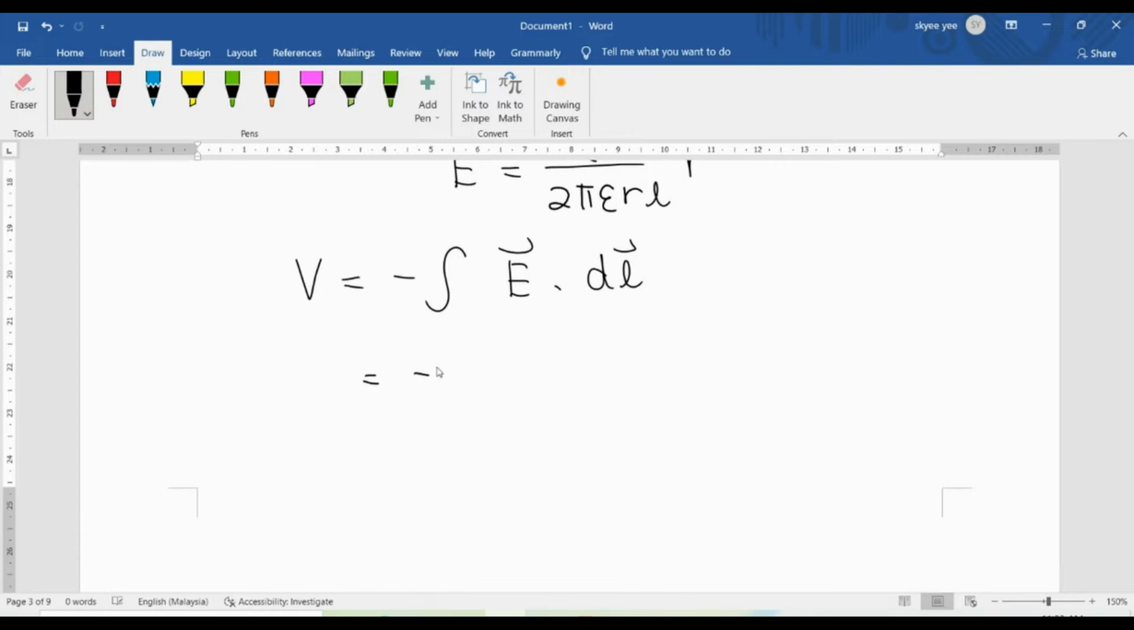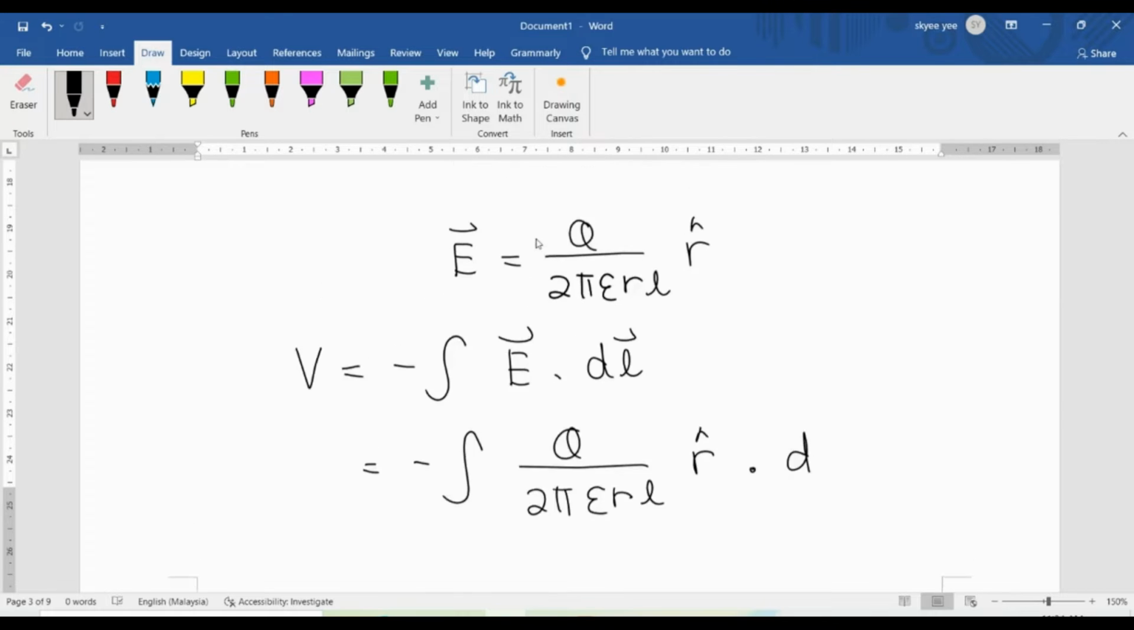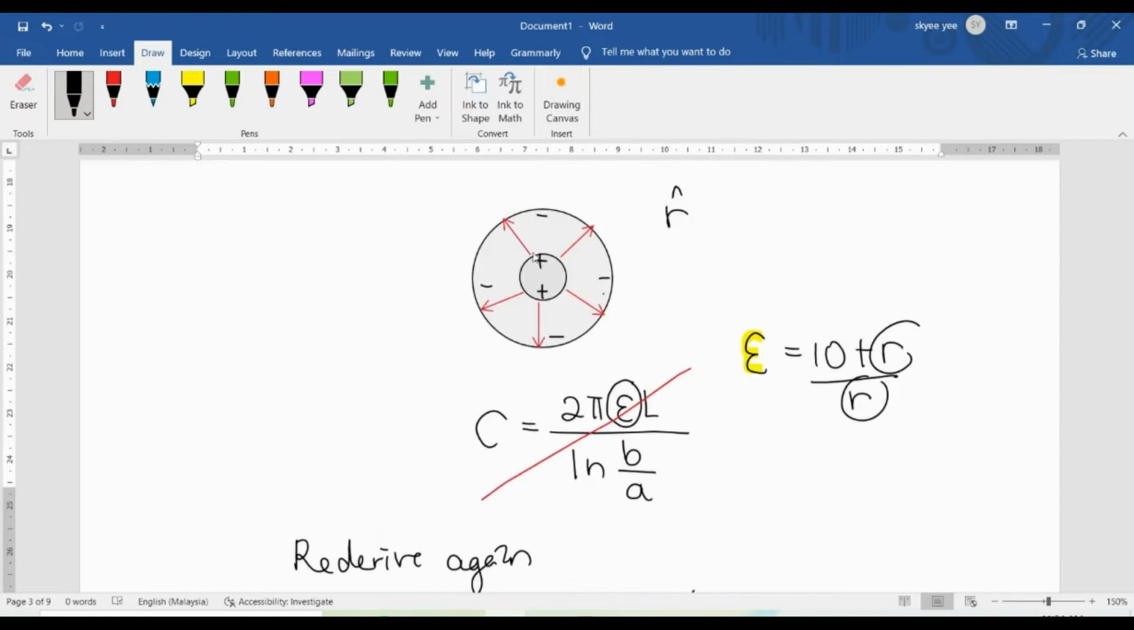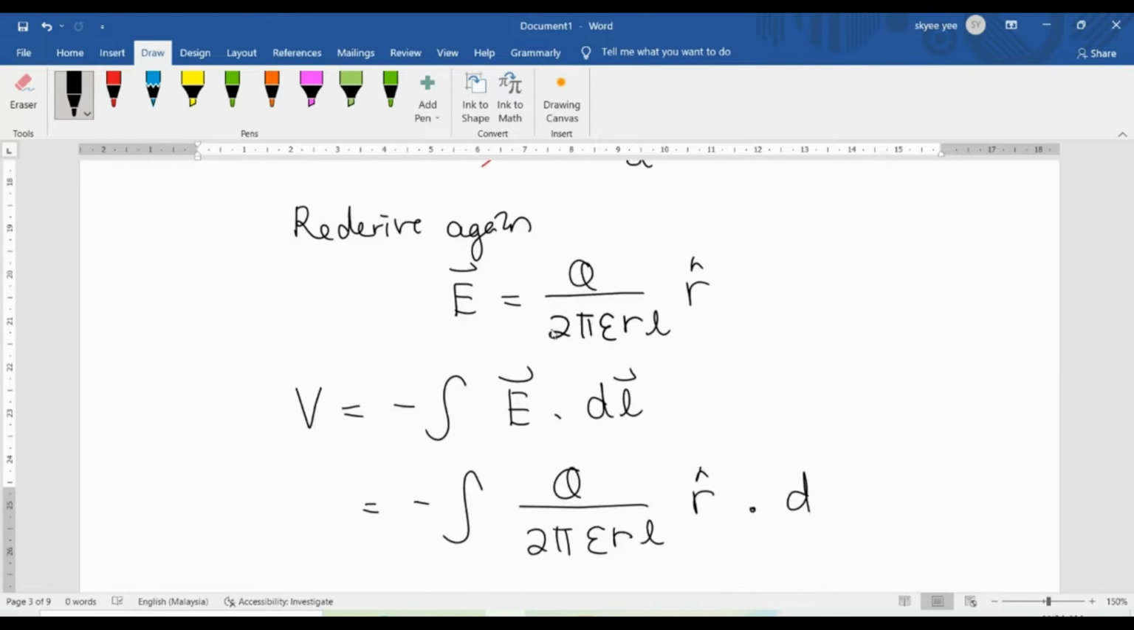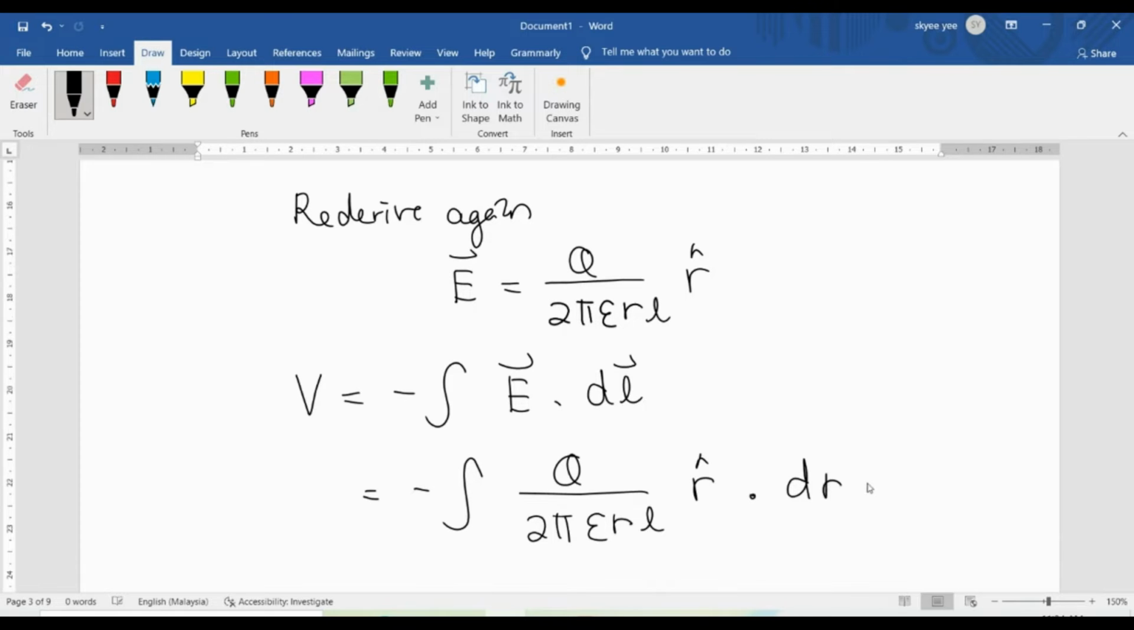Okay, so I guess you already know what you have to do, right? And this is the R direction. My dL will be the length that this electric field goes through, in these directions. The length depends on the value of R, so it will be dr, and dr in the R direction.